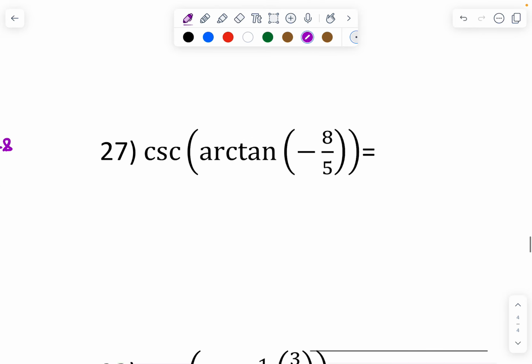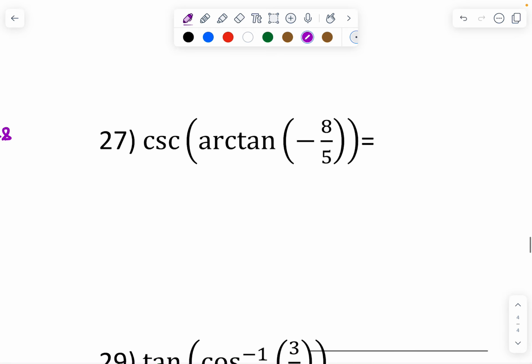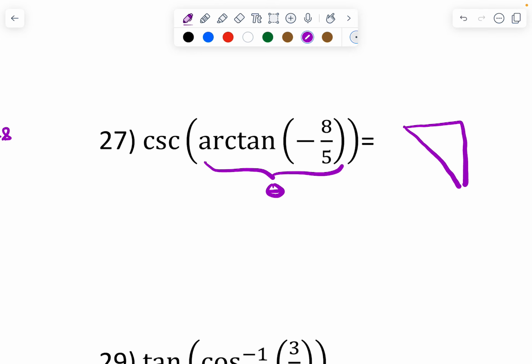And since we are in quadrant 4, secant should be positive. All right, so now we have cosecant of arctangent of -8 over 5. So if I look at this one, again, this is theta. All of this is equal to theta. And if I think of my right triangle in quadrant 4, we have the same one. So it'll be 5, -8, root 89.